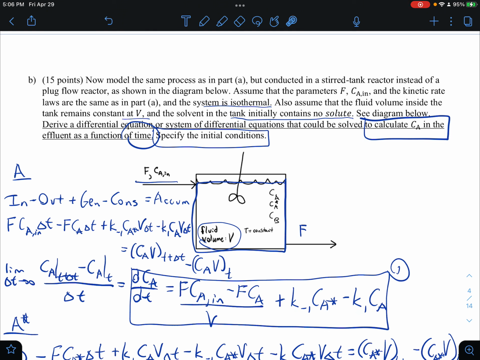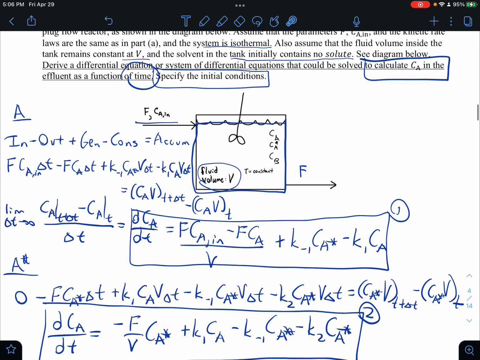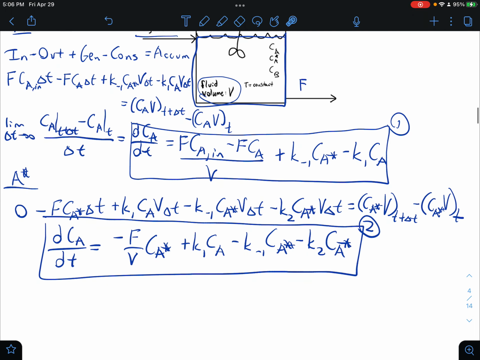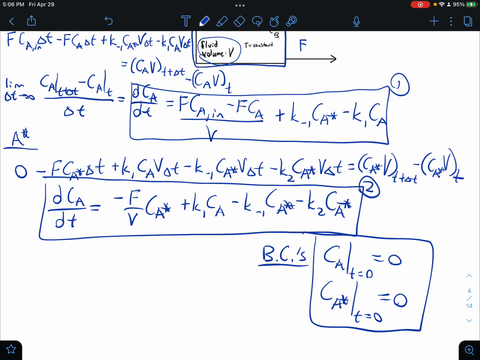Notice the question does not actually ask us to calculate CB or set up a differential equation for CB, so that is not necessary. And we do need two boundary conditions. The boundary conditions are CA at T equals 0, because we said the tank only contains solvent and no solute. Both of these terms are 0 at the initial condition.